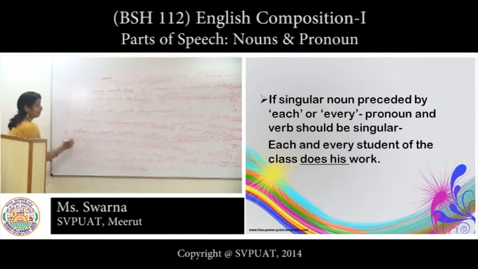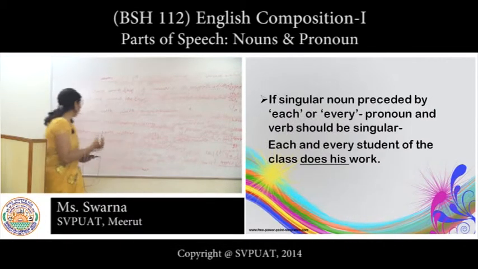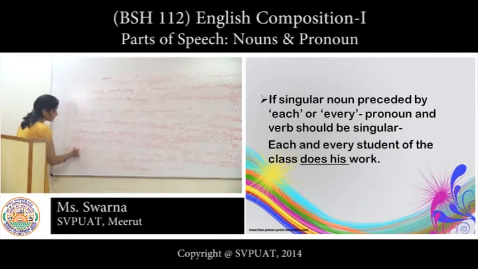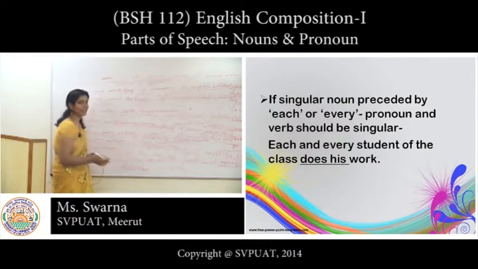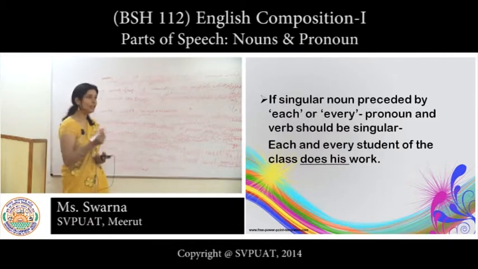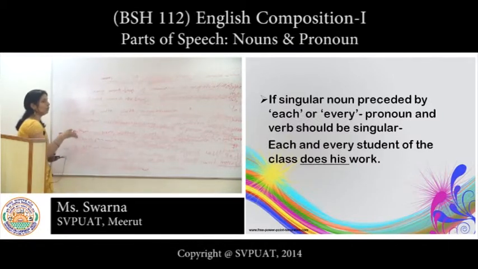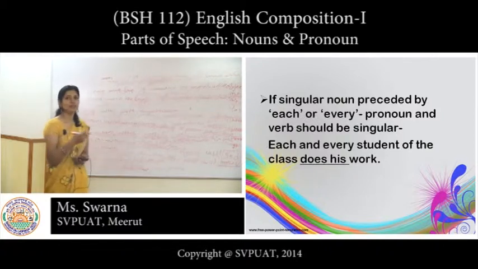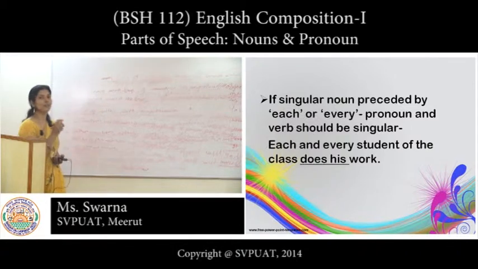And the fourth rule: when we start a sentence with each and every, then we always use a singular verb and singular pronoun with these words. Like each and every student of the class is very intelligent. We have used is with each and every. So when a sentence starts with each and every, we will use a singular verb and singular pronoun with these words.